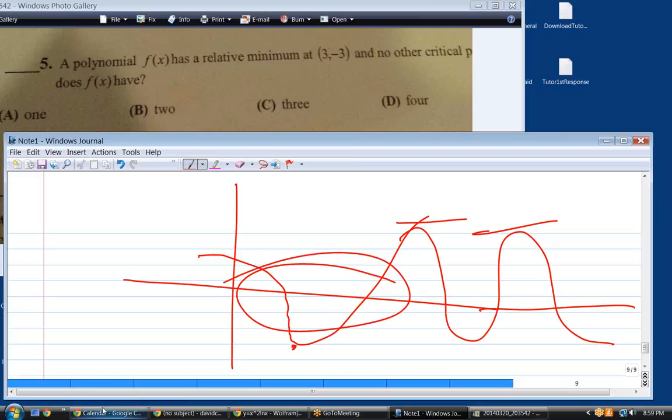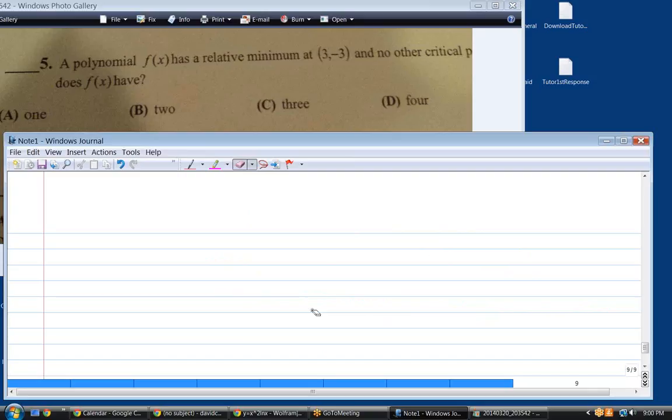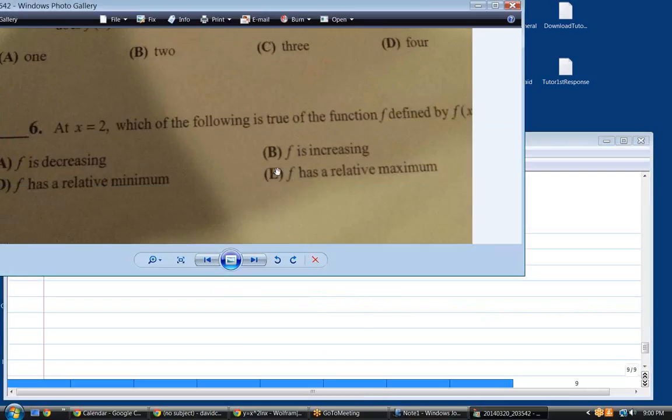Alright, I'll look. Yep. B it is. The moment I try to cross the x-axis another time, I create another critical point. So that's kind of worth knowing, actually. Is that it? Yep. Okay. Good work. Alright.